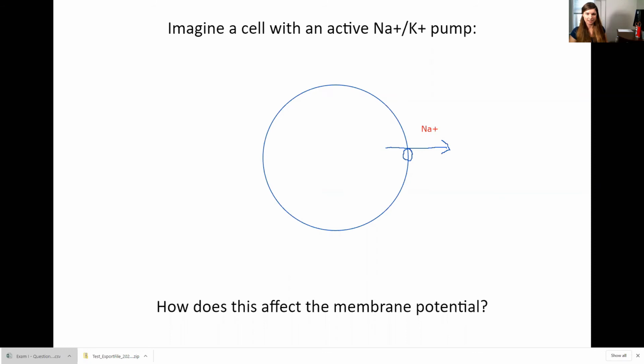So what's happening next? We got some potassium. Which direction is our potassium going? It's going in the cell. Mm-hmm. Our potassium is going into the cell. Does someone want to tell me how many potassium are going into the cell?